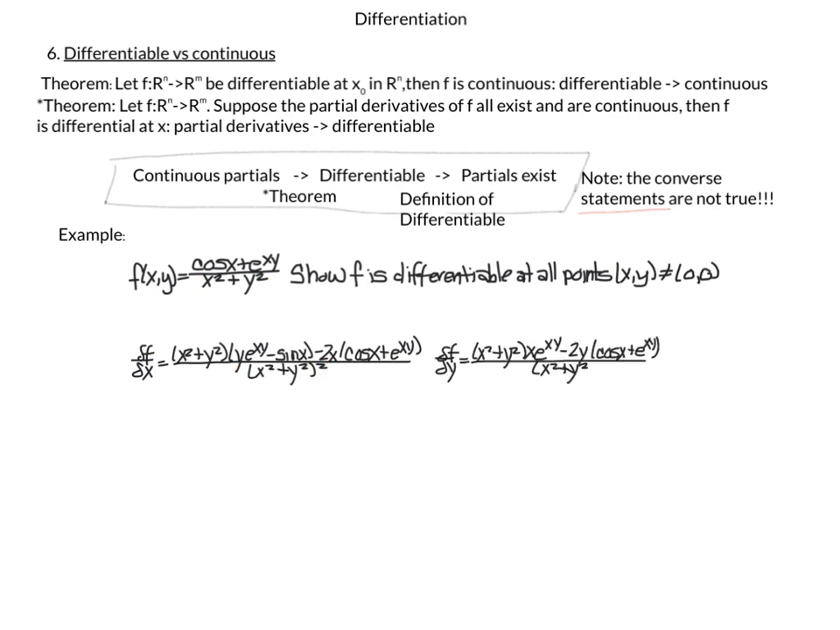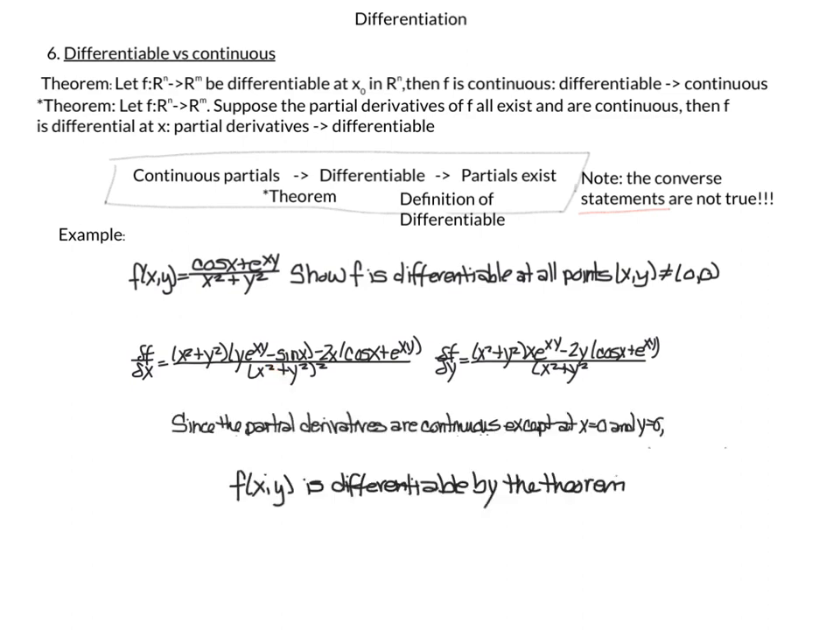Similarly, I can take the partial derivative with respect to y. I can see now if I plug in, these derivatives are continuous everywhere except at x equals 0 and y equals 0. This is an and, not an or. So what that means is, by my theorem, I have continuous partial derivatives. Therefore, f of xy is differentiable by the asterisk theorem.